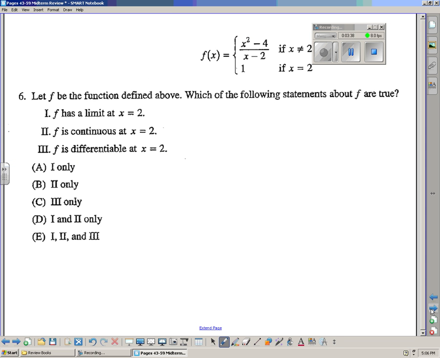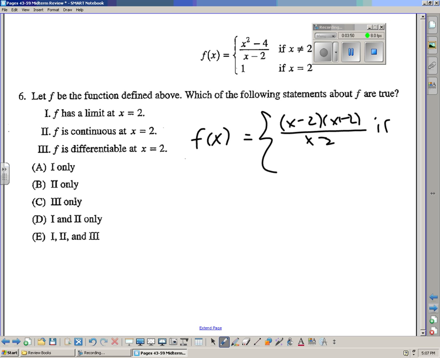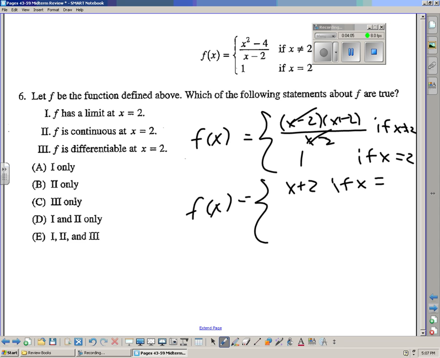Number 6, we have this function defined above. Which of the following statements of f are true? So notice f of x is x minus 2 times x plus 2 over x minus 2 if x is not equal to 2, and 1 if x is 2. So we can cross these out. So this function is really f of x is just x plus 2 if x is not equal to 2, and is 1 if x is 2.